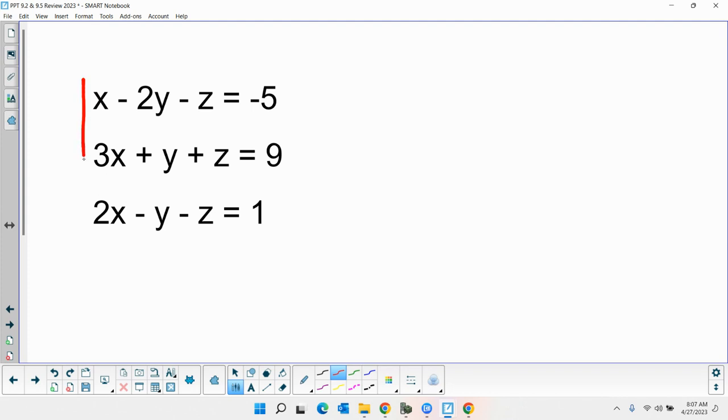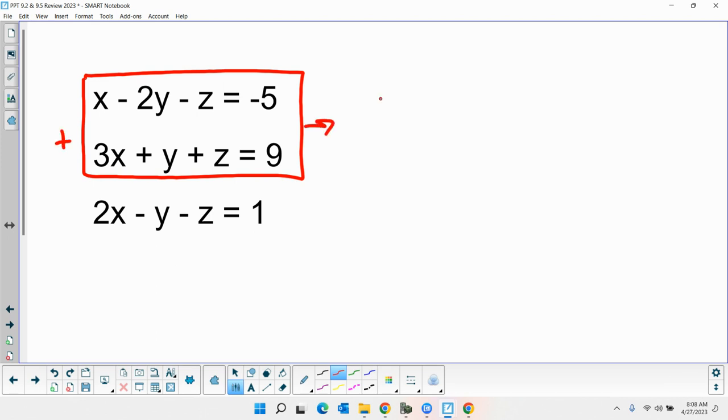So I'm going to not multiply, but put these two together. Signs of the z's are different. So what am I going to do to eliminate the z's? When the signs are different? Yeah. So x plus 3x is 4x. Negative 2y plus 1y is negative y. And the z's cancel. And negative 5 plus 9 is 4.